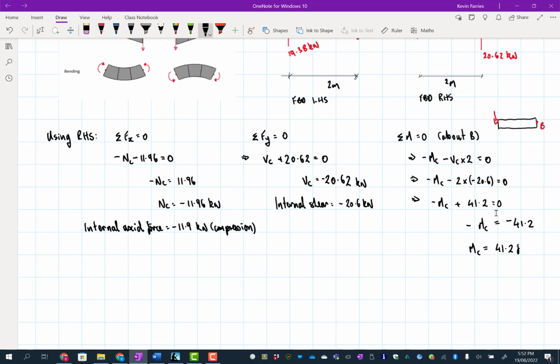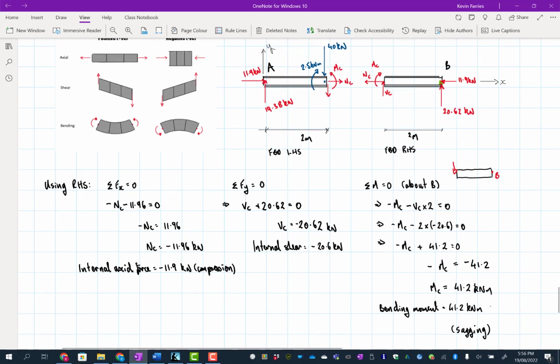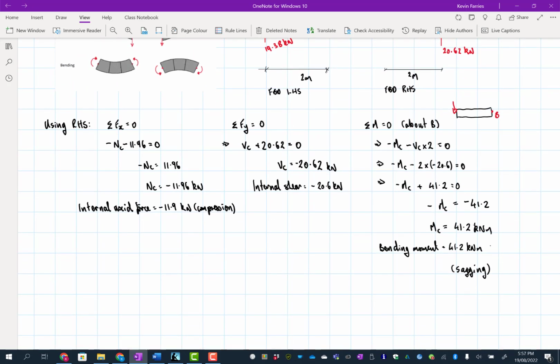So 41.2 kilonewton meters. I think we're done. So bending moment equals 41.2 kilonewton meters, and that's sagging. And then all we have to do now is underline those and then check the answer using the other side. So I'll just do that in grey, and that'll be us done. So I'll just finish that off. I'll fast forward through that bit and pause for a little bit at the end just so you can see the check if you need to.